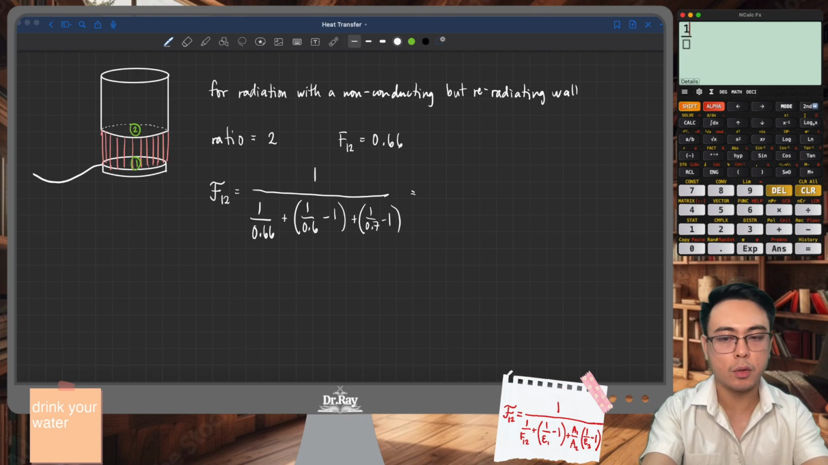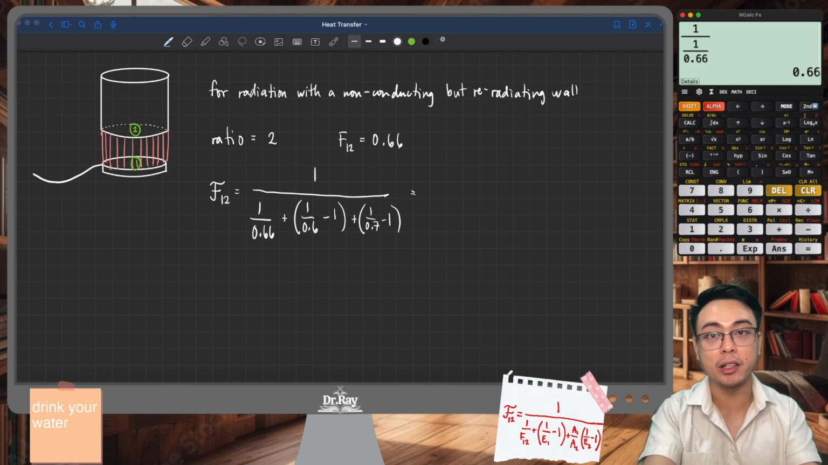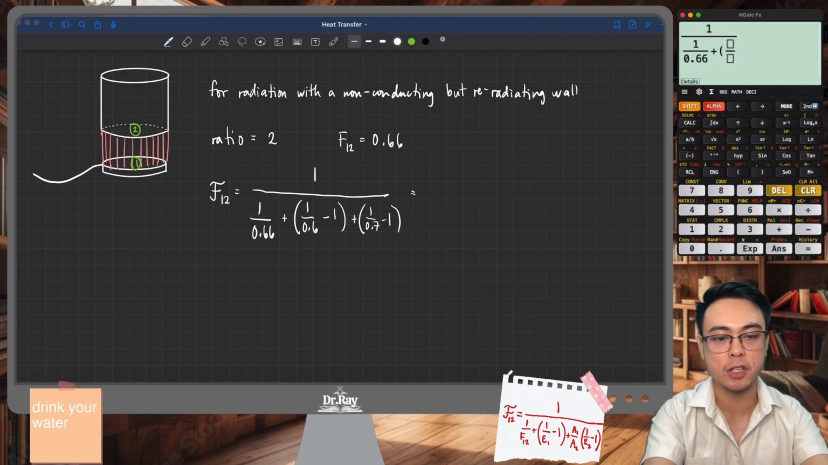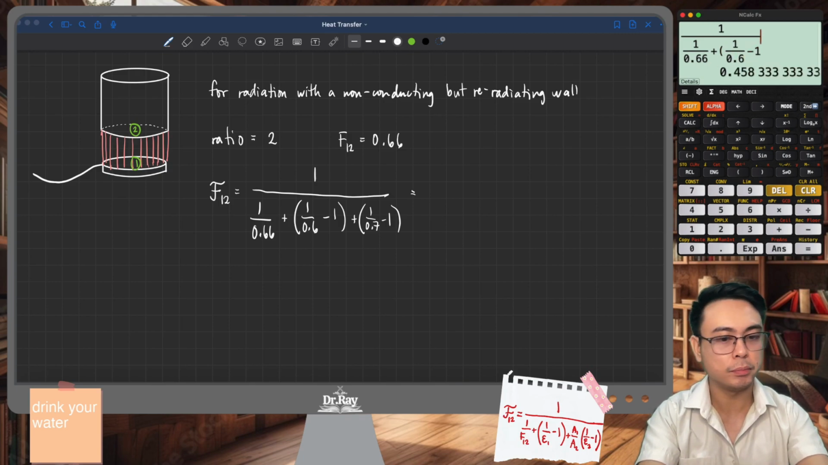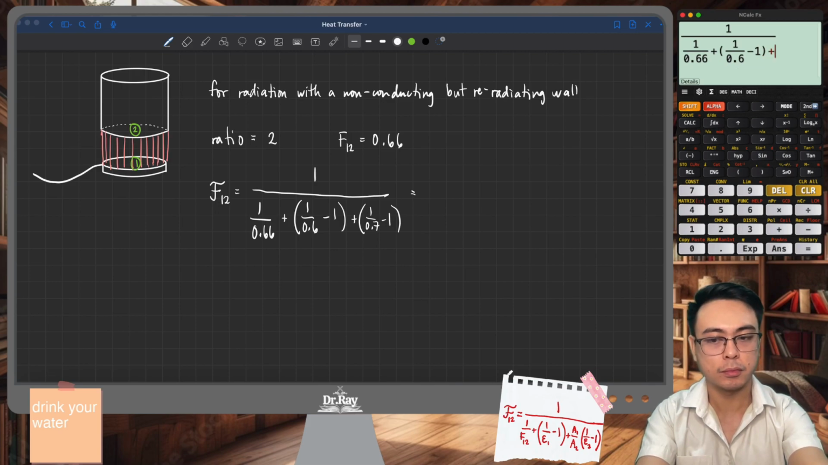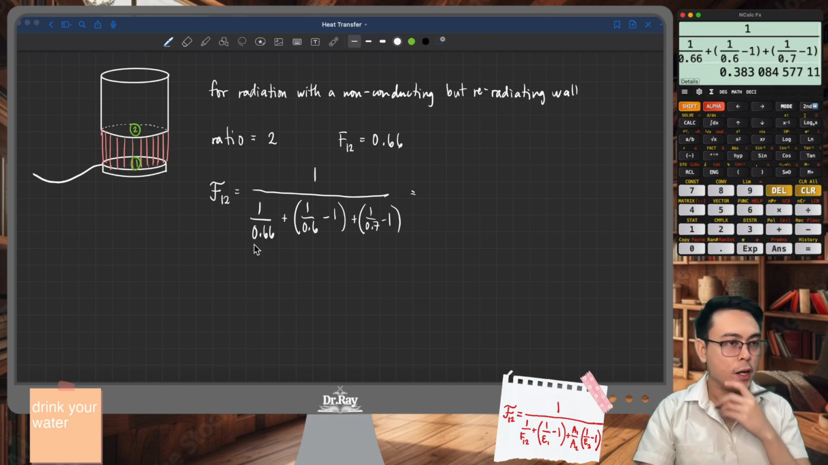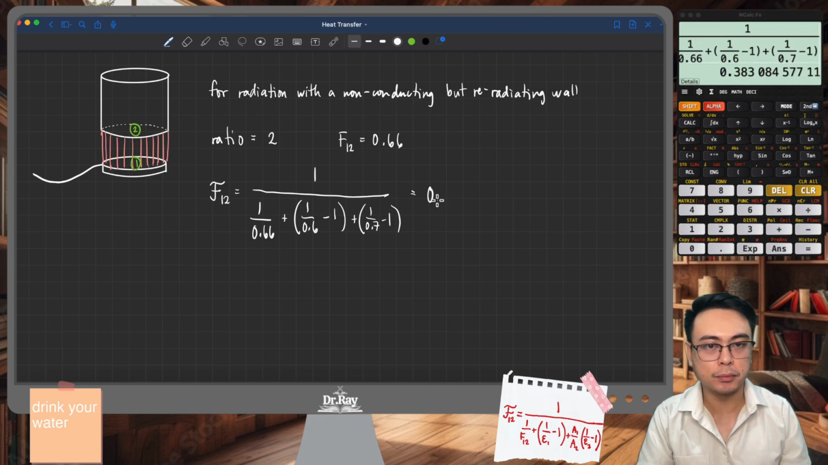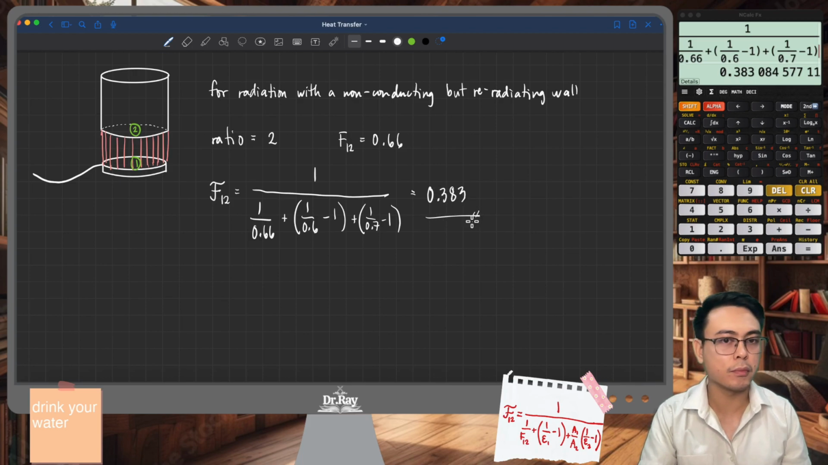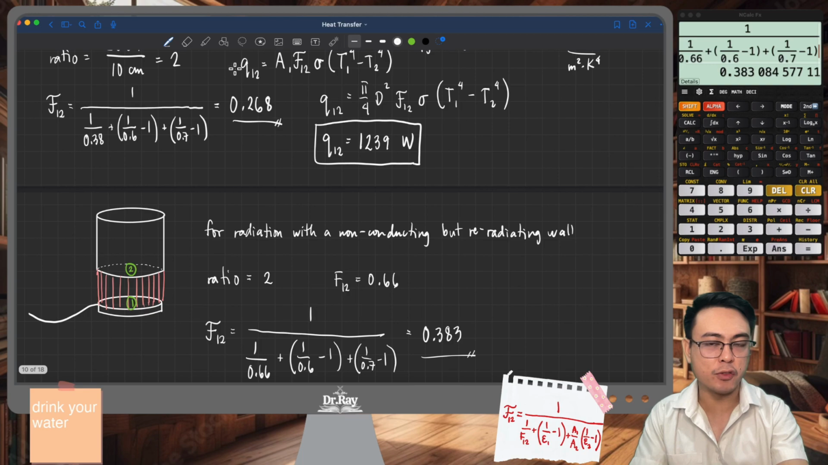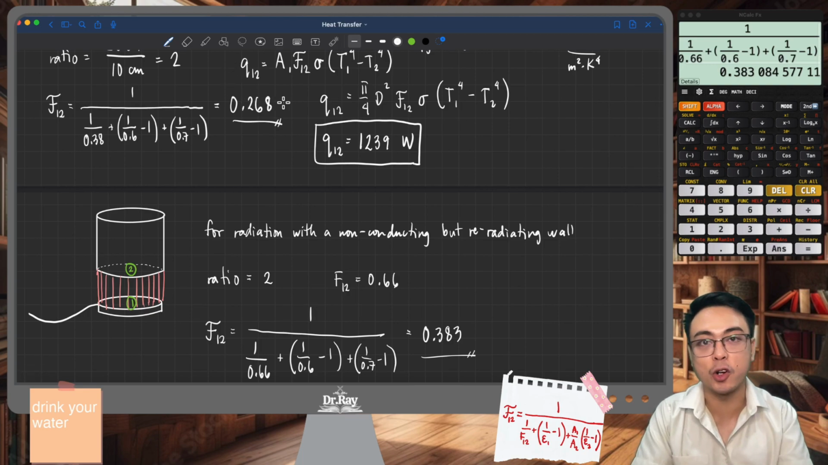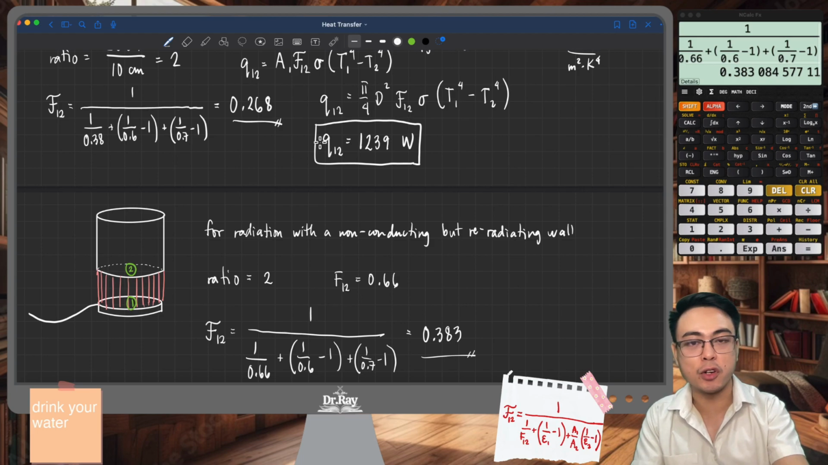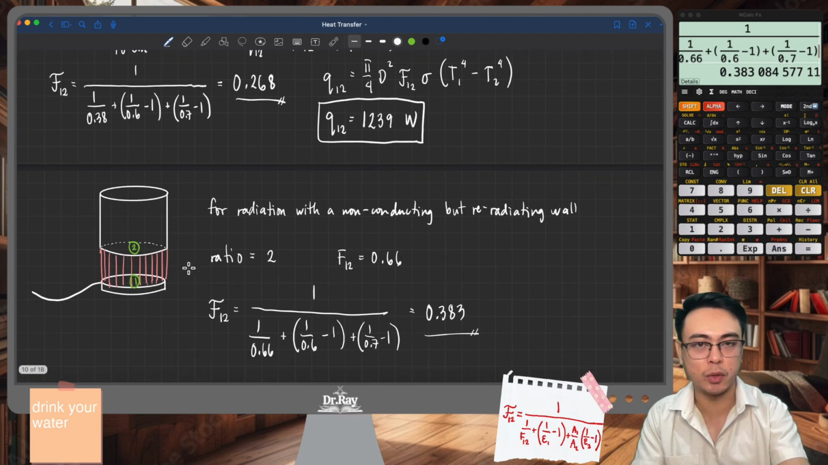So that is 1 over 0.66. There is a considerable increase in the view factor. So we should also expect that there will be an increase in the overall interchange factor. I'm getting 0.383. If you compare that with the previous value of the overall interchange factor, we definitely have a larger value now. So we can expect a larger value for the rate of heat transfer between plates 1 and 2.